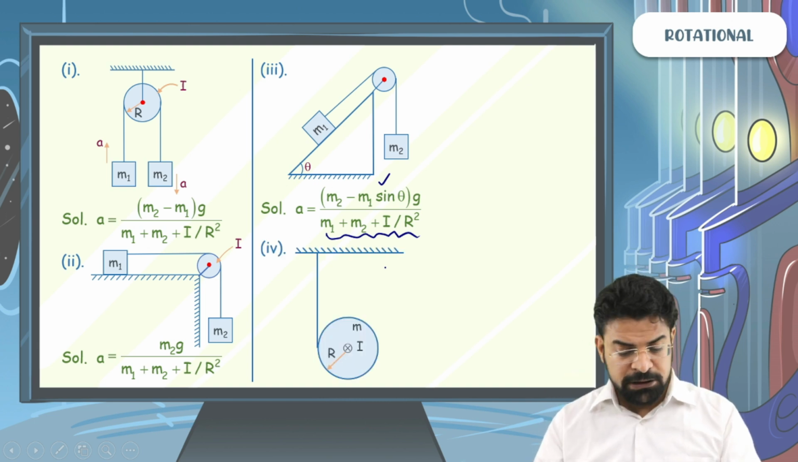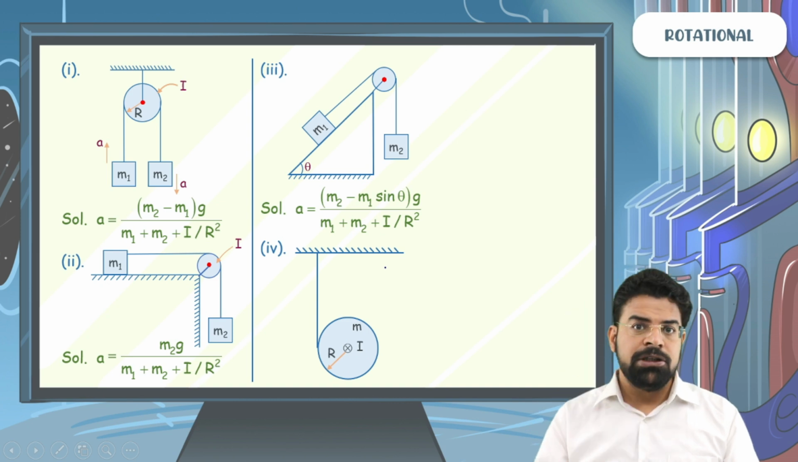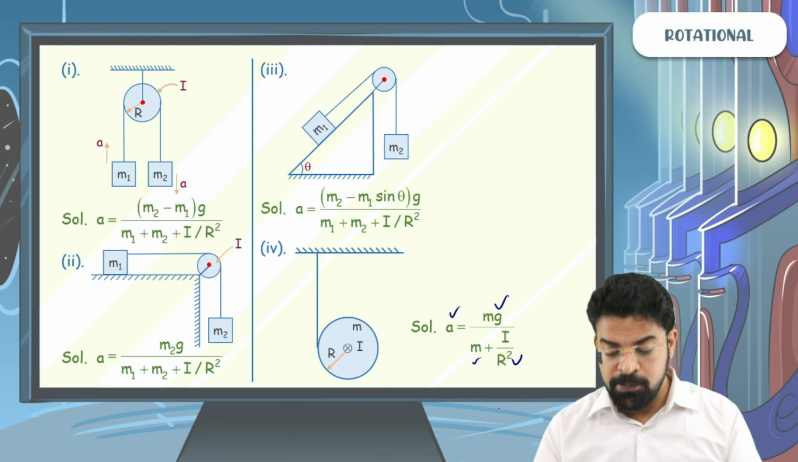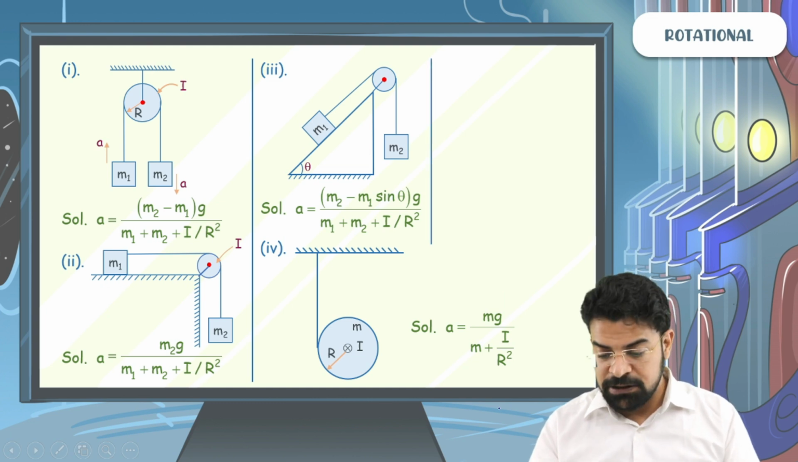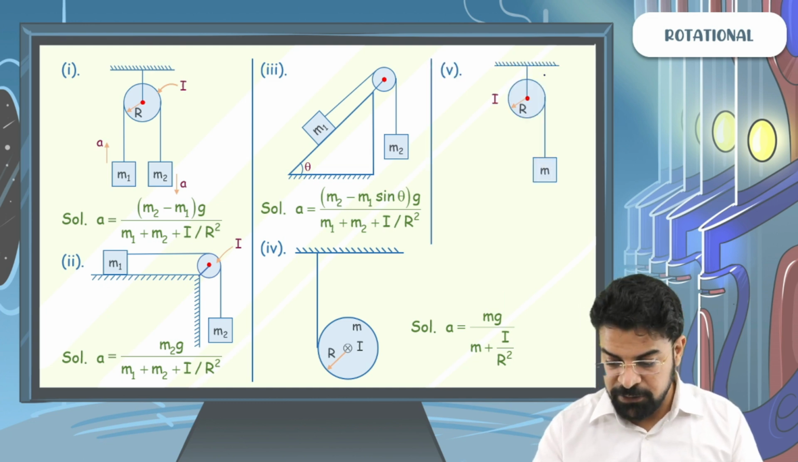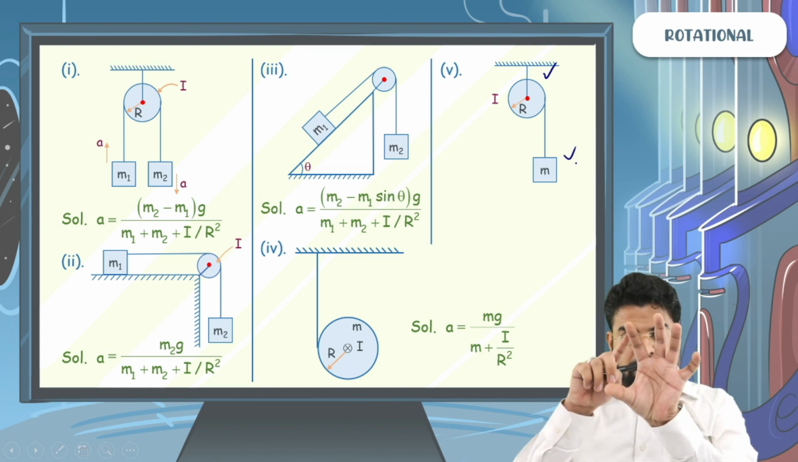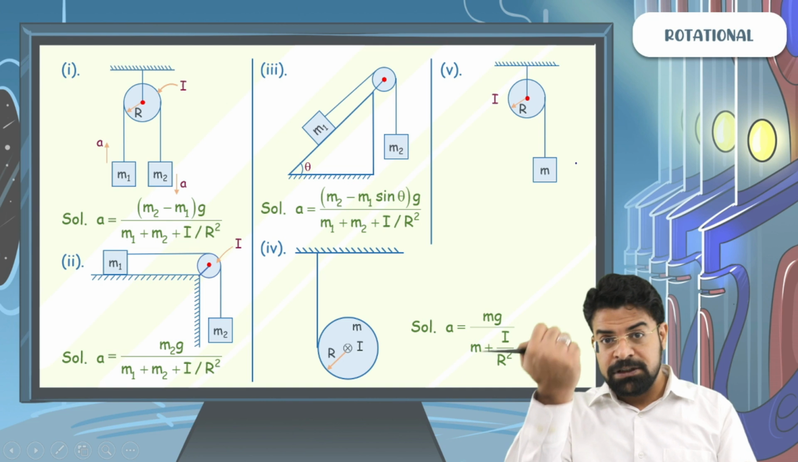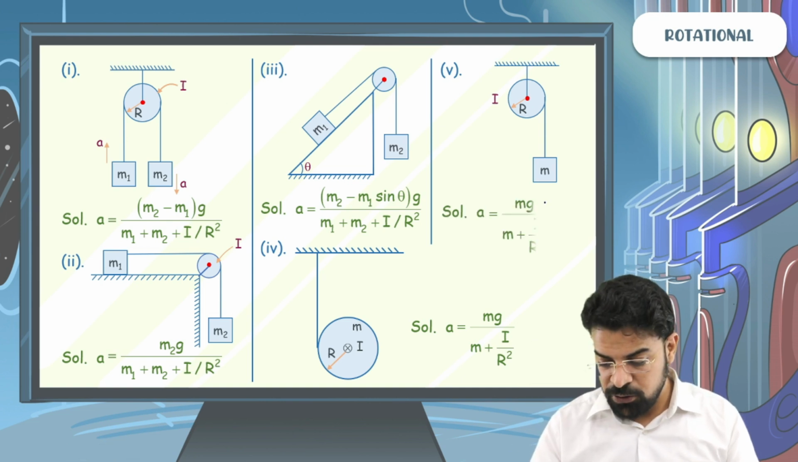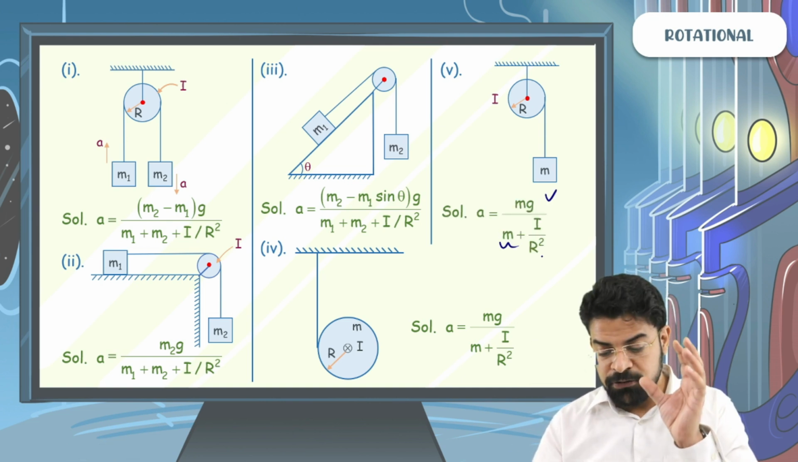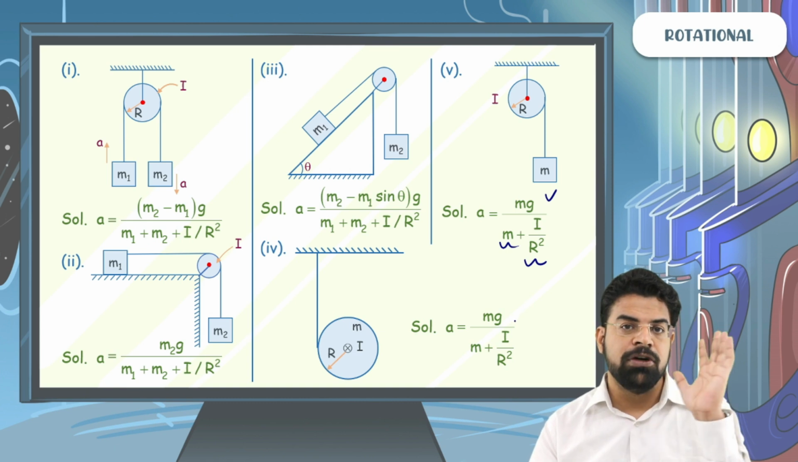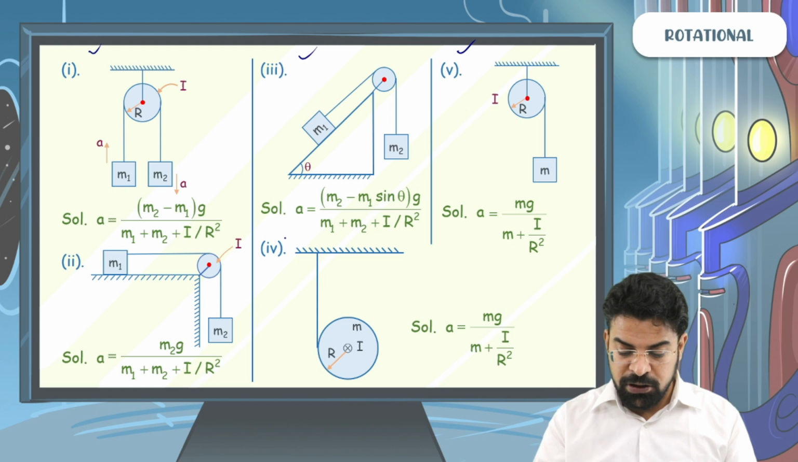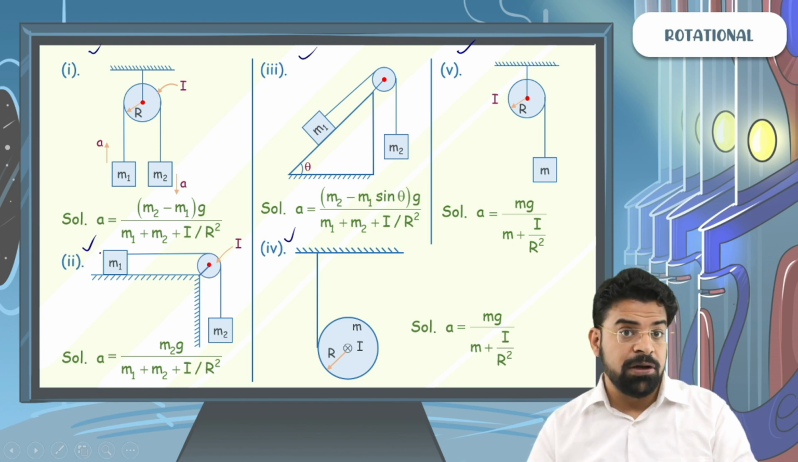Now the fourth case, here the driving force was mg and the acceleration came out to be mg upon m plus I by r square. And the last case we have learned is where we have a cylinder on which a string is wound, connected to a block. Here the driving force is mg and the acceleration comes out to be mg upon mass of the block plus I by r square. So easy to remember. If you can remember all these things quickly, you will be able to answer the question faster.